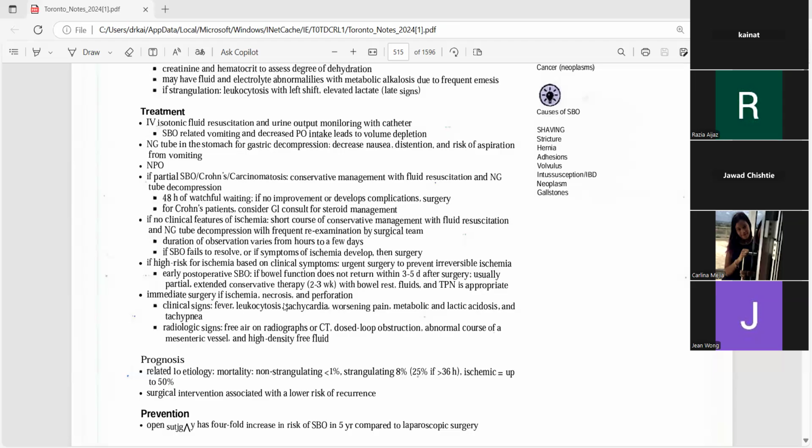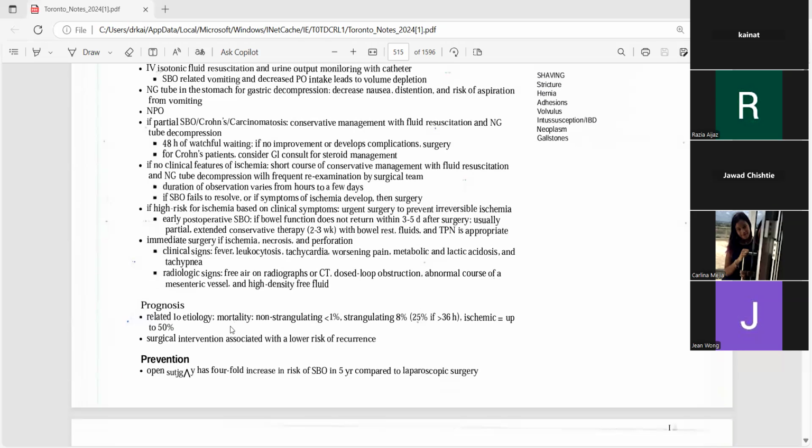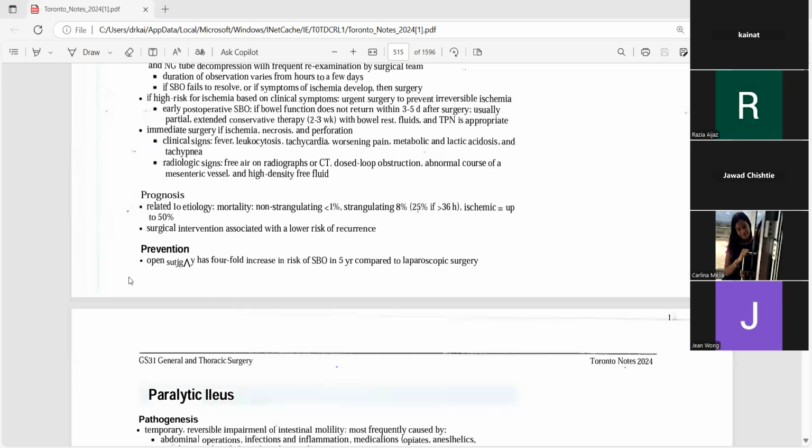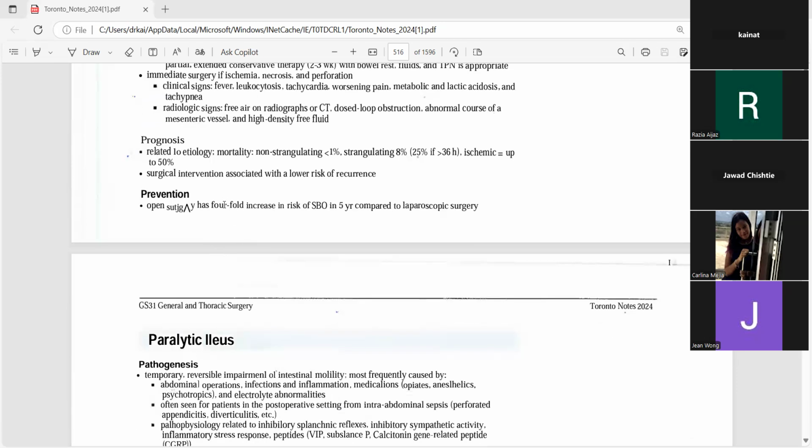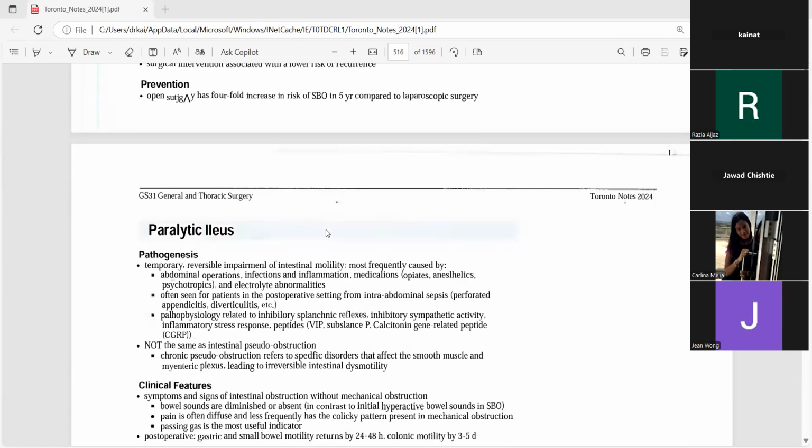These are the clinical signs: fever, leukocytosis, tachycardia, worsening pain, metabolic lactic acidosis, tachypnea. So it's important in cases of NAC-OSCE too. So please keep that in your mind. Then prevention: open surgery has a fourfold increase in the risk of SBO in the 5 years.